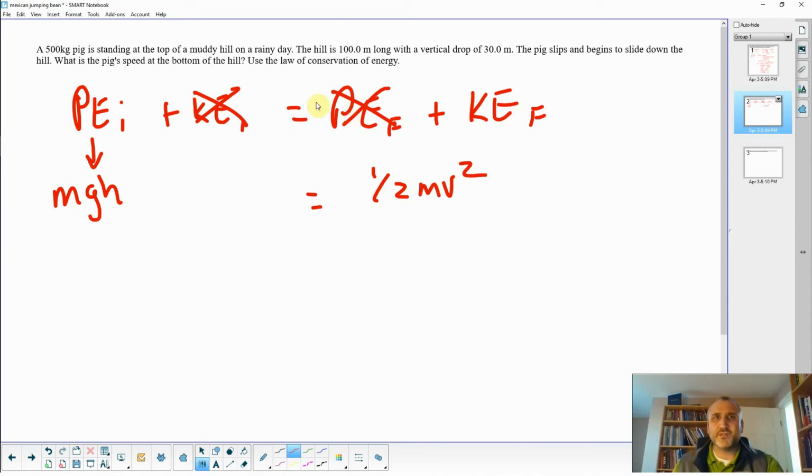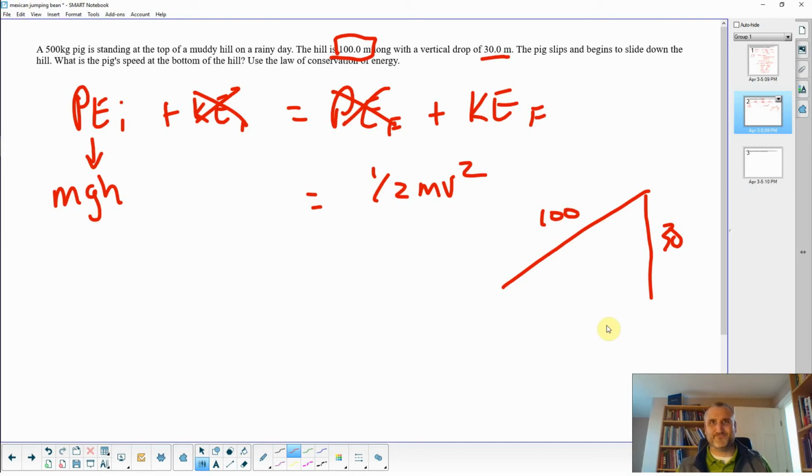Now the question is, the hill is 100 meters long and it's got a vertical drop of 30 meters. So we have to make a decision. Do we use 100 for the h or do we use 30 for the h? And here's a picture of a hill, not to scale. 30 meters, 100 meters. Which one's the height? Ask your partner. Pause. So, which one's the height? 30 meters. 100 isn't the height.